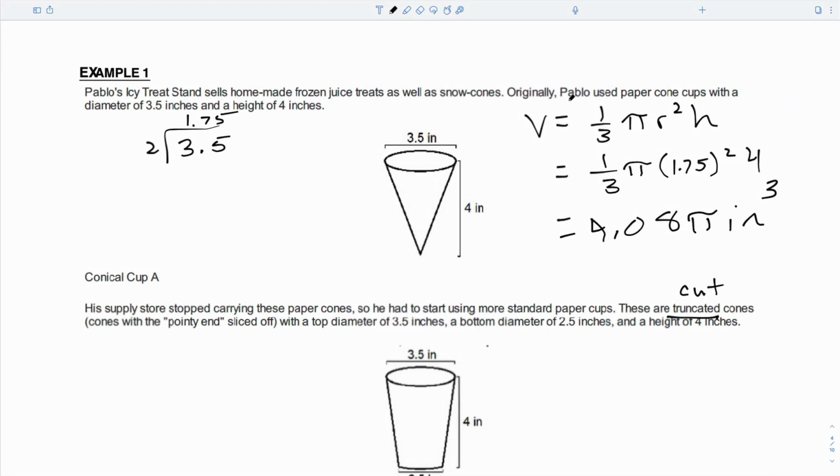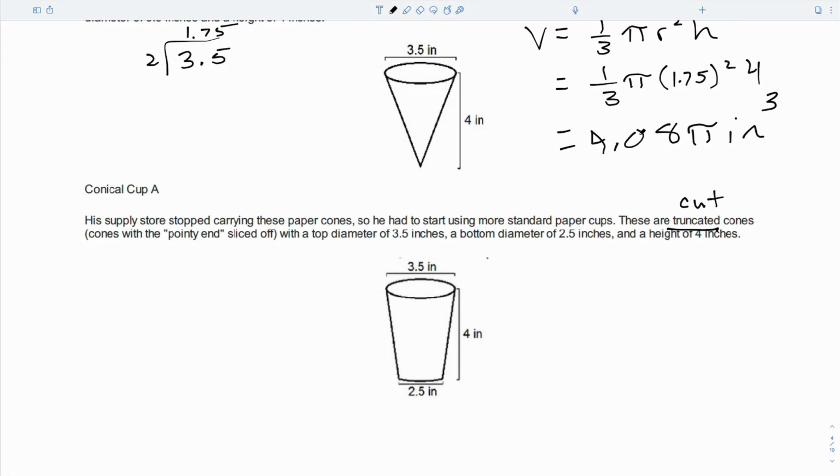If I wanted to find the actual decimal number without pi, what do I need to do? Yeah, 4.08 times 3.14. What would that be? There's the volume. We're going to save this for later so we can compare it.